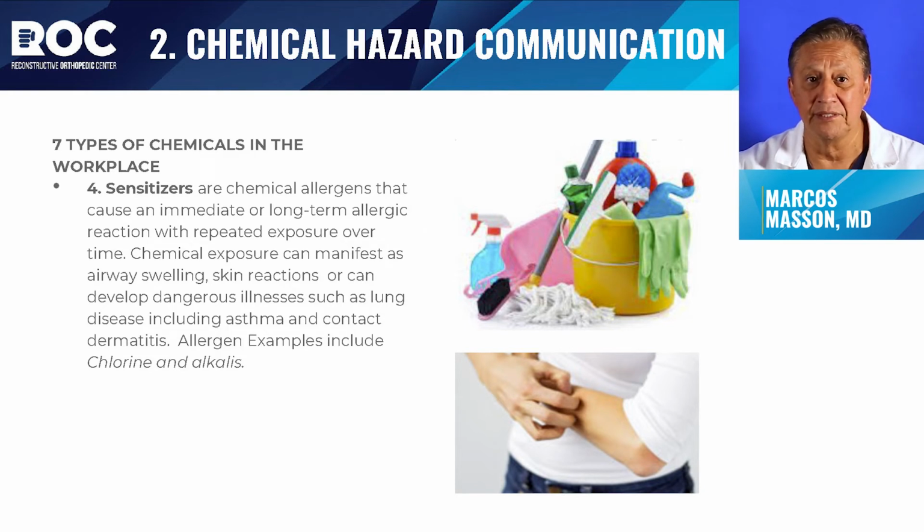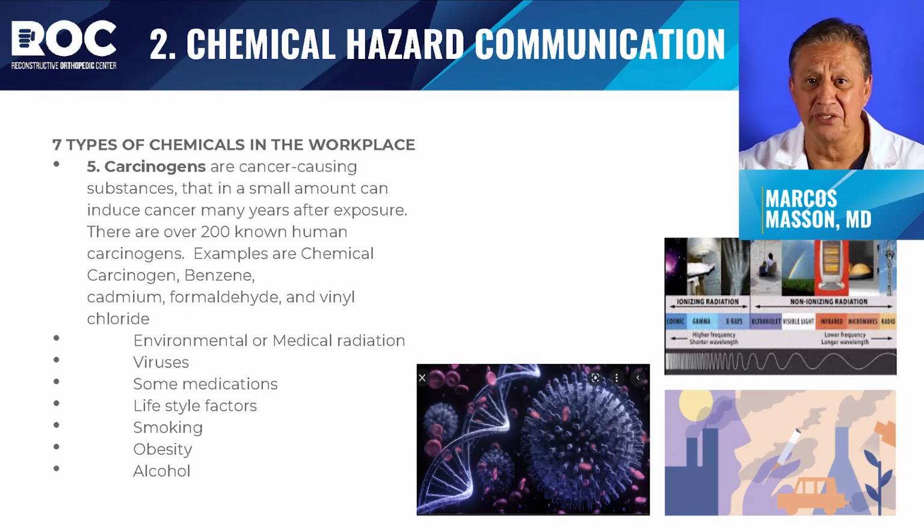The next category is carcinogens, and carcinogens are well described and well known, and these are chemicals that can later cause cancer, and so we have to be aware of them. Other things besides chemical carcinogens include environmental, medical, radiation, viruses that you're exposed to, and some medications. Lifestyle things that we also know about and very common are smoking, obesity, and alcohol consumption. These should all be avoided in order to avoid the long-term deleterious effects of cancer.